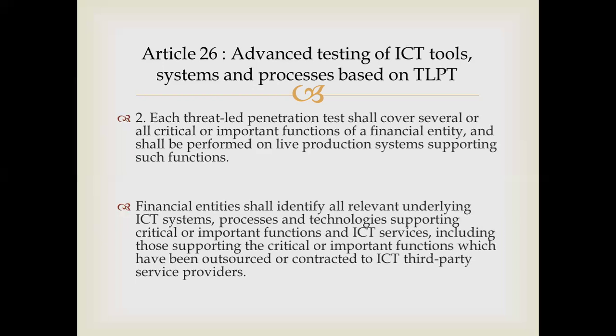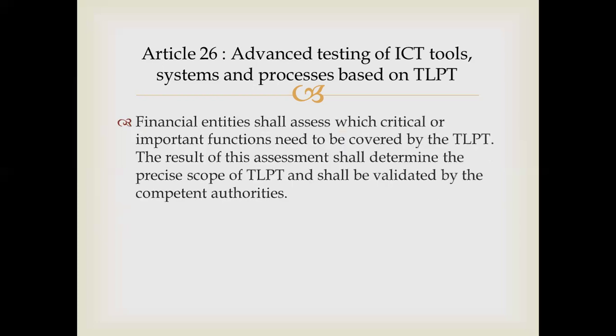Wow, that's sounding like BIA, right? Business impact analysis. If you look at that very well, you are looking at asset inventory and at BIA, business impact analysis. You can use those two to meet the requirement that the financial entity should identify all relevant underlying ICT systems, processes and technology supporting critical or important functions and ICT services, including those supporting the critical or important functions which have been outsourced or contracted to ICT third-party service providers. So even your critical processes in the hands of a third party are not exempted. That is what paragraph 2 of Article 26 is talking about.